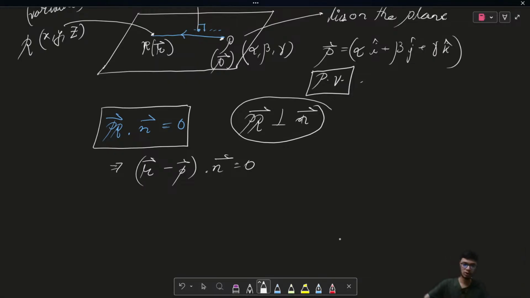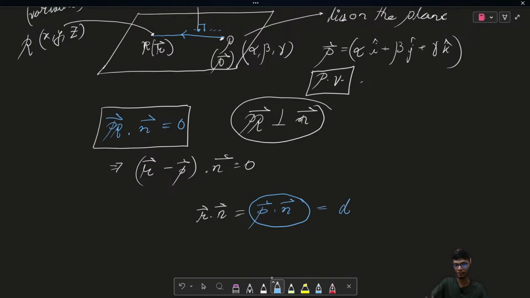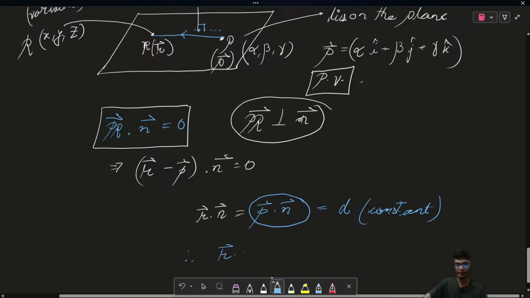So from here, I can obtain this relation, that is r dot n vector is going to be equal to p dot n vector. Now this p dot n vector is a known result and this is a scalar result which I can give by some constant, let us say d. So d denotes any constant. This particular product will be constant for a specific plane. So for any specific plane, this scalar product is going to be constant. So in this manner, I can denote the equation of the plane as follows. That is r vector dot n vector is going to be d.